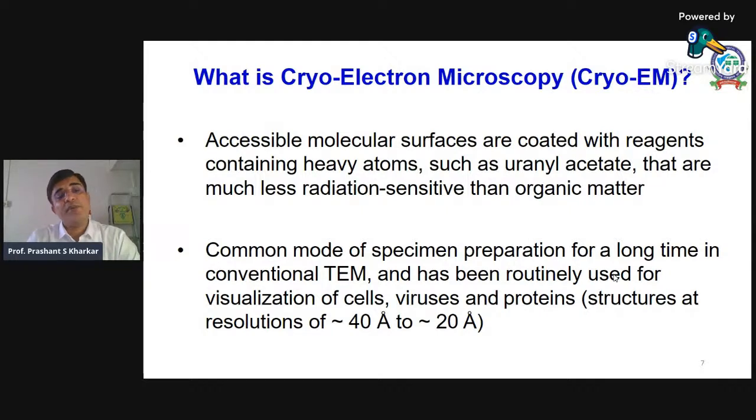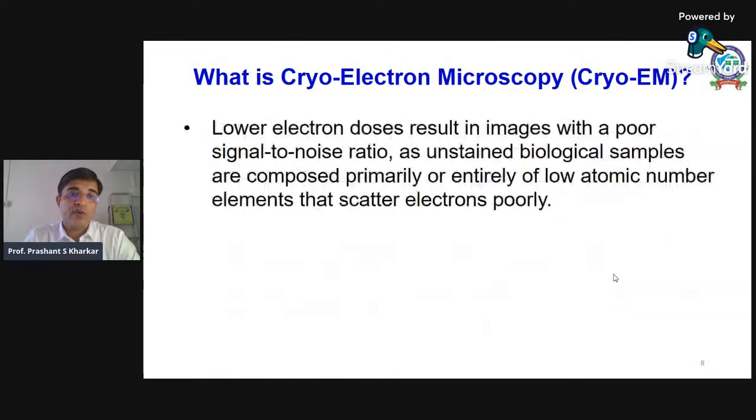And that's where people have been using this common mode of specimen preparation, particularly for the conventional TEM, that is coating it with some heavy atoms, right? And people have been able to look at these microstructures to a resolution of 40 angstrom to 20 angstrom. So the lower this number, the better the resolution, and that's exactly what we would want.